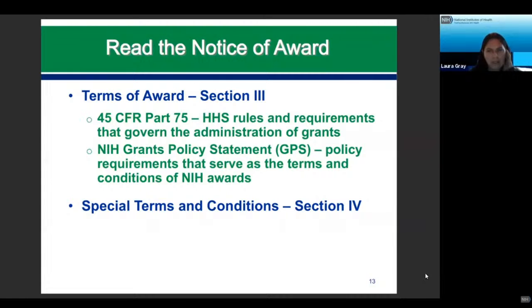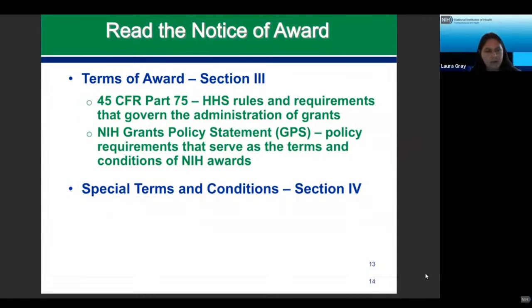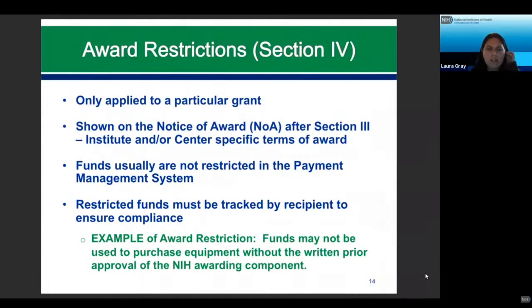So I'm going to speak a little bit more about your terms and conditions of award now on this slide. Section 3 of your terms and conditions of award for NIH awards incorporates by reference or directly 45 CFR Part 75, which are the rules and requirements for all HHS awards, as well as the NIH Grants Policy Statement, which is a term and condition of all awards. And then in section 4, you have your specific awards that are the fine print, and it's particular for that particular award.